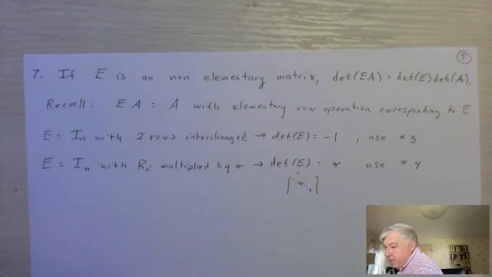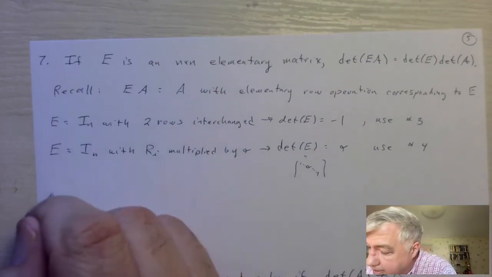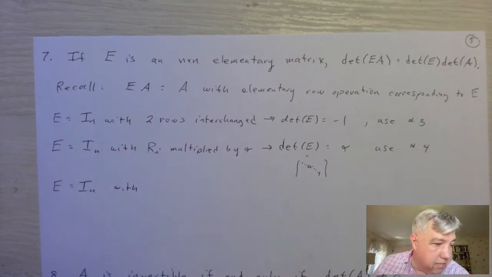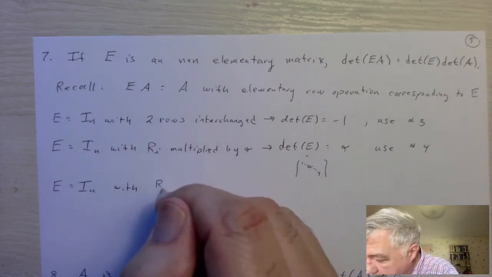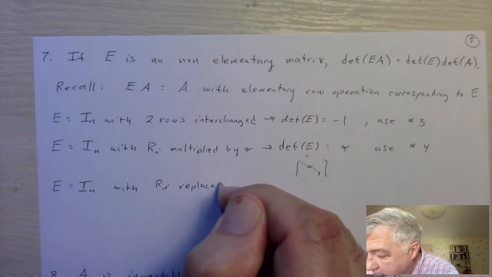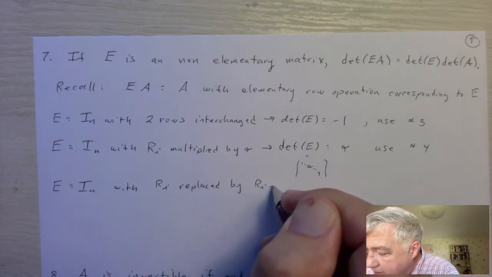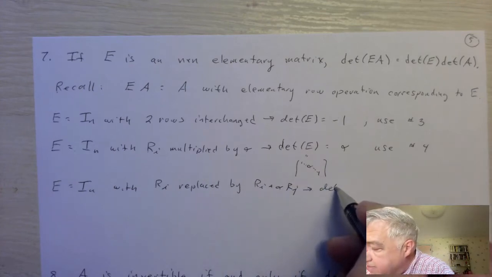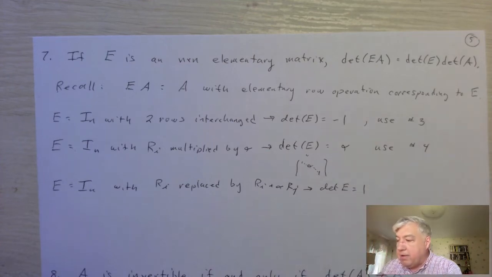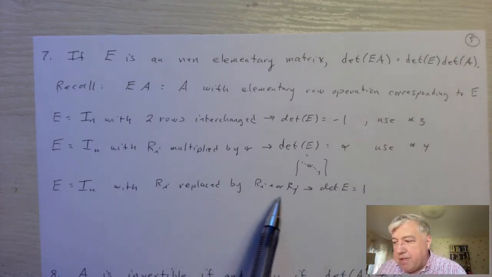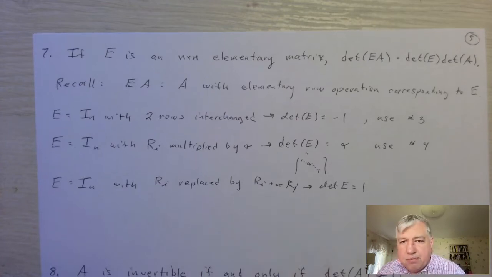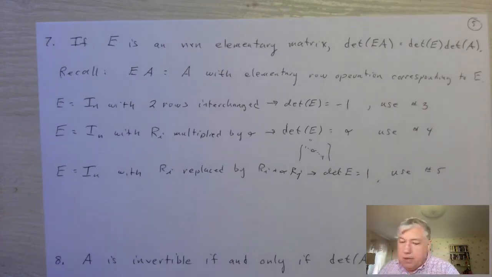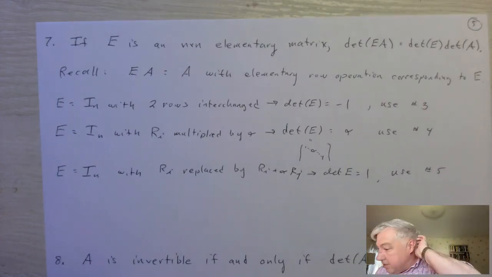Okay, and then in the final case, where E is I_n with, let's say, Ri replaced by Ri plus alpha Rj, the determinant of E is just 1, right? Because we see that this particular operation doesn't affect the determinant either way. So then we just use number 5, and that is basically it.